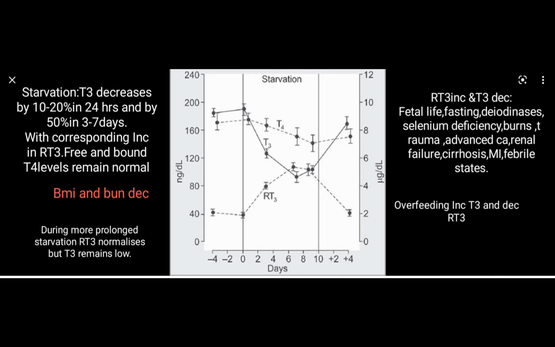So T3 will be decreasing in fetal life, fasting, deiodinase inhibitors, drugs, selenium deficiency, burns, trauma, all the states of stress, advanced cancer, liver failure, renal failure, MI, febrile states. While on the other side, overfeeding increases the T3 and decreases the reverse T3. So that's all about this graph.